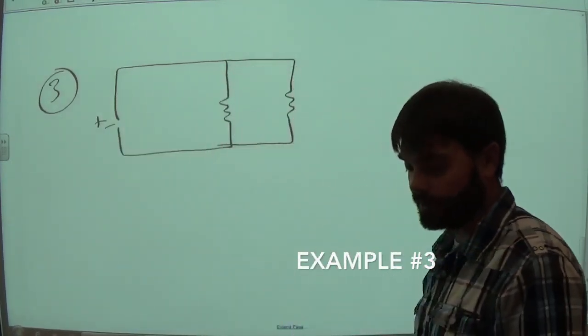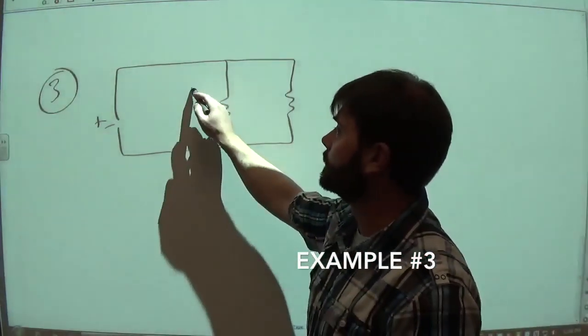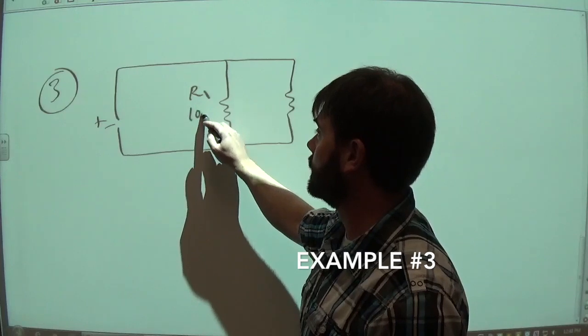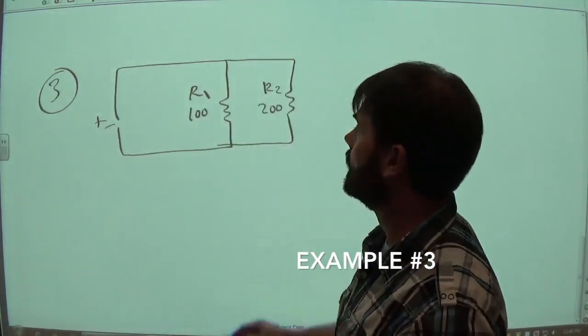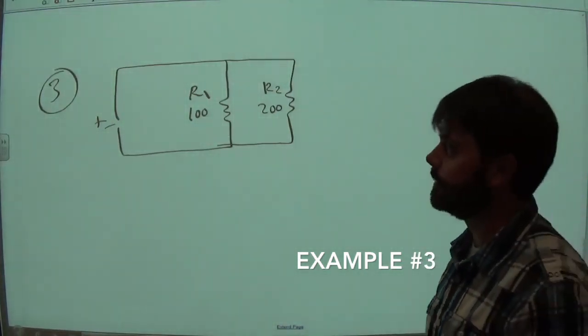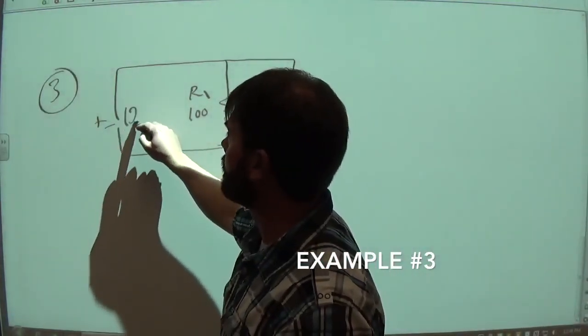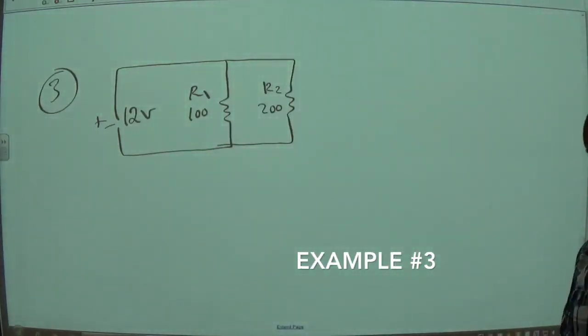We're going to have some sort of a voltage source over here. They tell us that the first resistor, R1, is equal to 100 ohms. Resistor 2 over here is equal to 200 ohms. The voltage source, in this example, is going to be equal to 12 volts. And we're going to look at a few different questions.